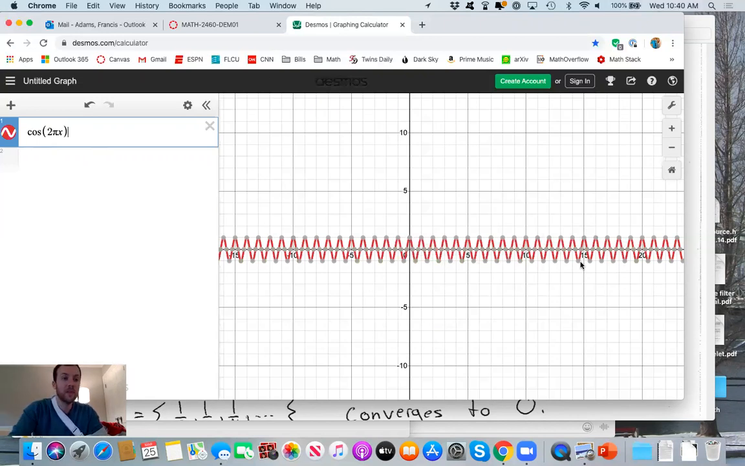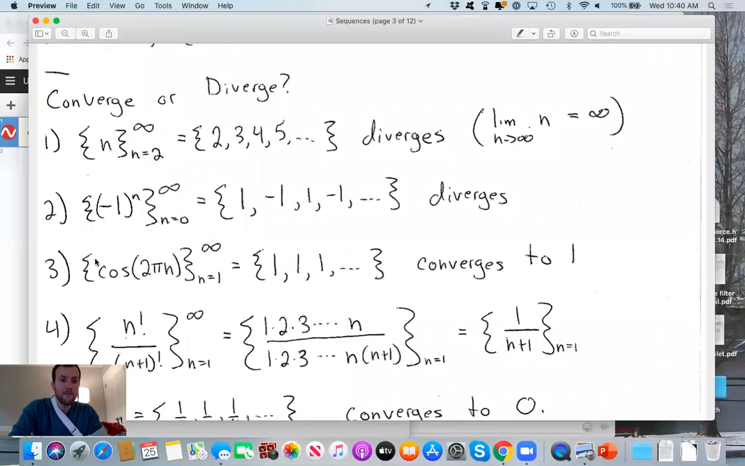But if we think about this as a sequence where we're only using whole number inputs for n, starting at n equals 1, we can think about what does the sequence actually look like?